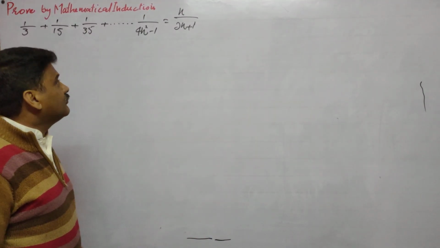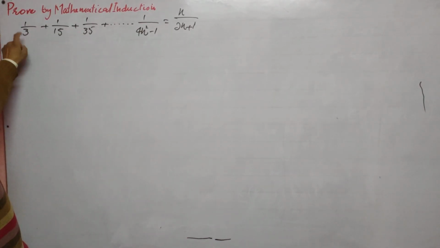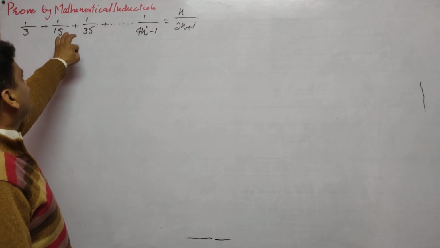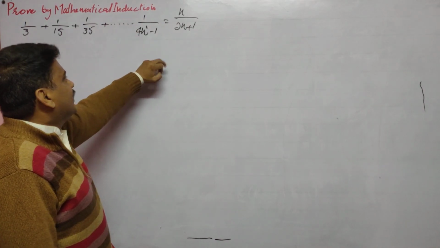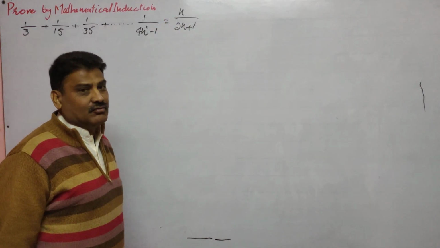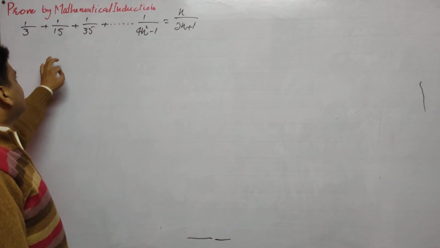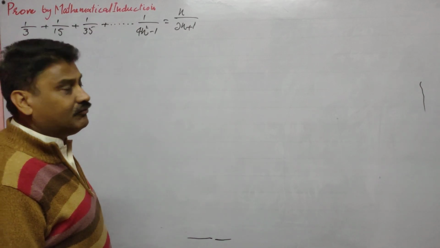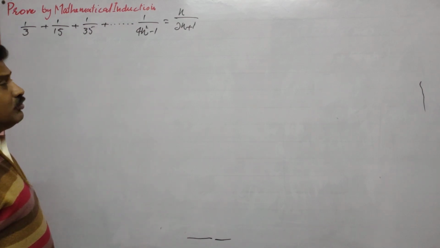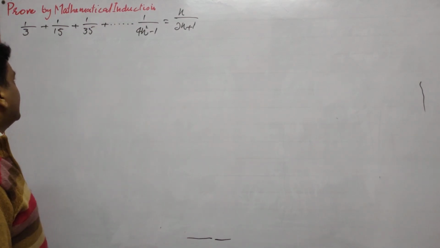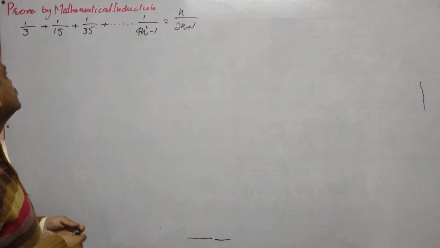In this problem, we will find the sum of 1/3 + 1/15 + 1/35 and so on up to 1/(4n² − 1), which is equal to n/(2n + 1). We have to prove that this statement is true for all positive values of n by mathematical induction.